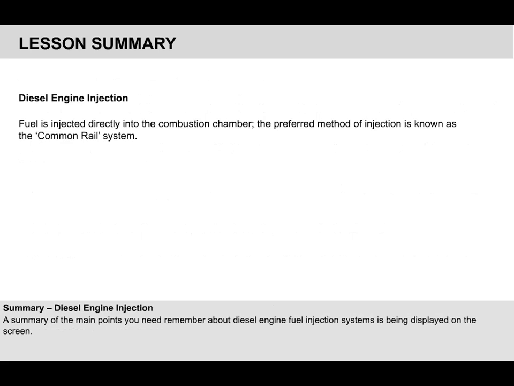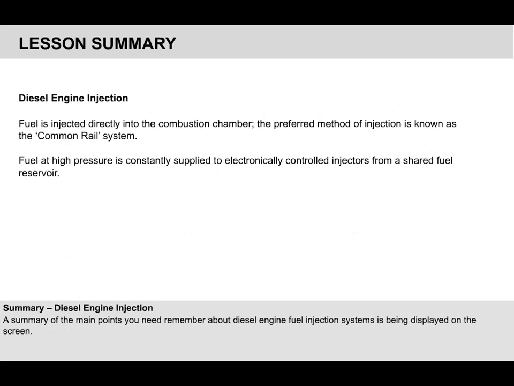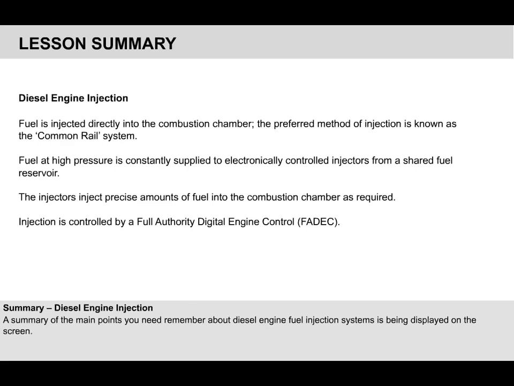In a diesel engine, the fuel is injected directly into the combustion chamber. The preferred method of injection is known as the common rail system. Fuel at high pressure is constantly supplied to electronically controlled injectors from a shared fuel reservoir. The injectors inject precise amounts of fuel into the combustion chamber as required. Injection is controlled by a Full Authority Digital Engine Control, or FADEC.